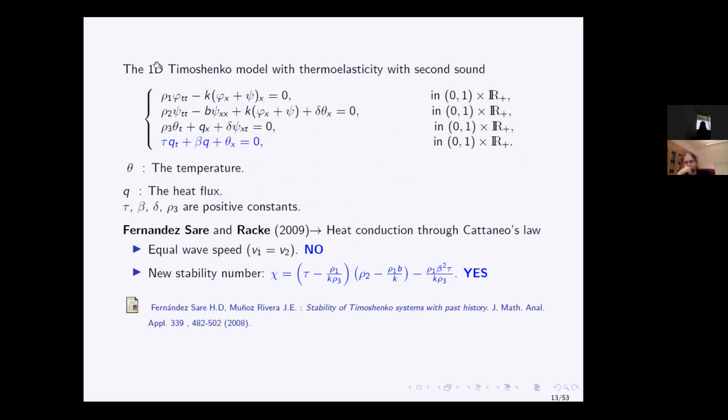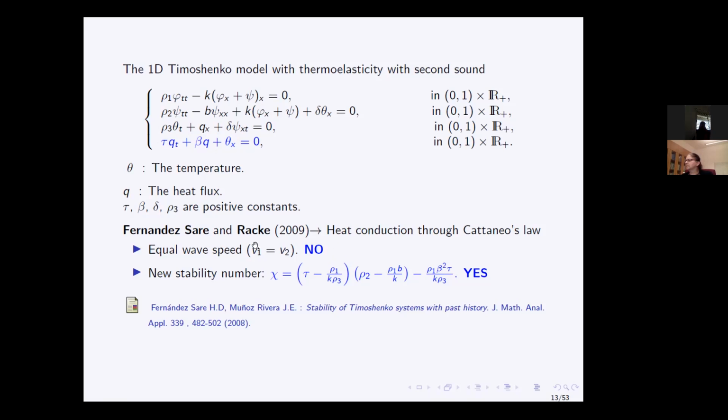So for this system, which is a one-dimensional system with thermoelasticity with a second sound, as you can see, we have 4 equations, and the last equation represents the Cattaneo law. For this system, even without adding any linear damping term, this system is no more conservative, and the energy does not go to zero as an exponential function when time goes to infinity.